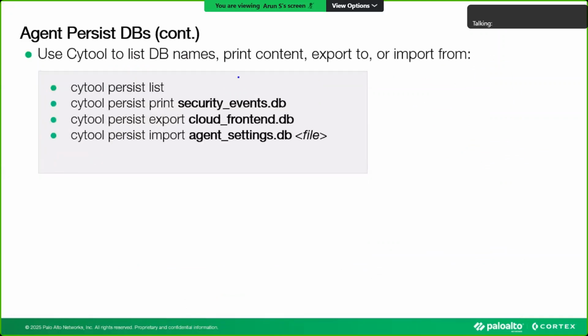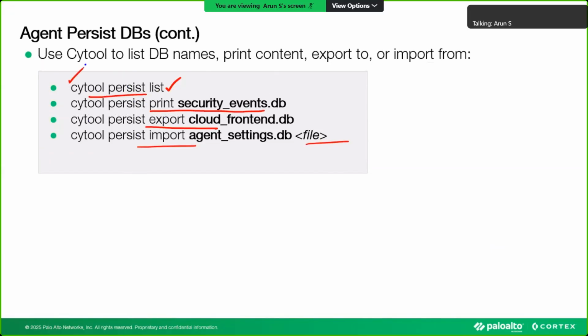Or if I want to view them, again the same command, site tool persist print with the database name. I have all these commands. To list the databases, I can use this one. To view or print one, give print and the database you want to print. You want to export a database, or import a database, give the file and it will be imported. All these actions I can do using site tool.